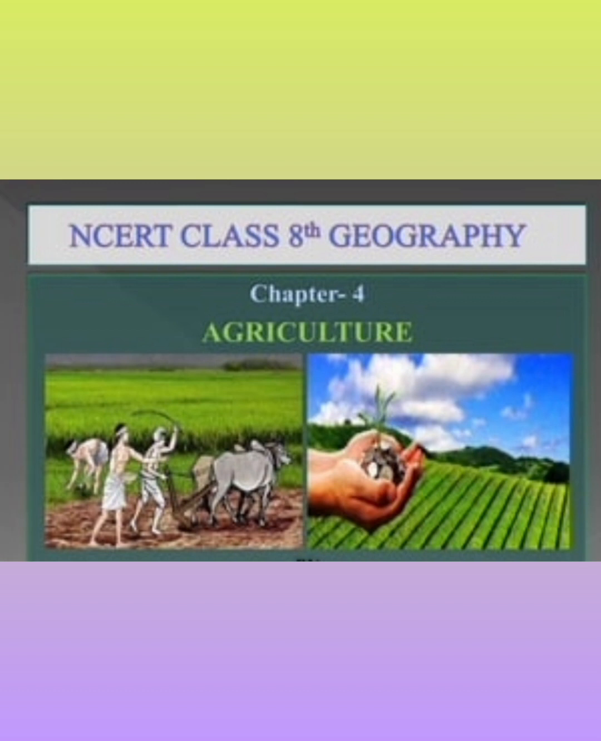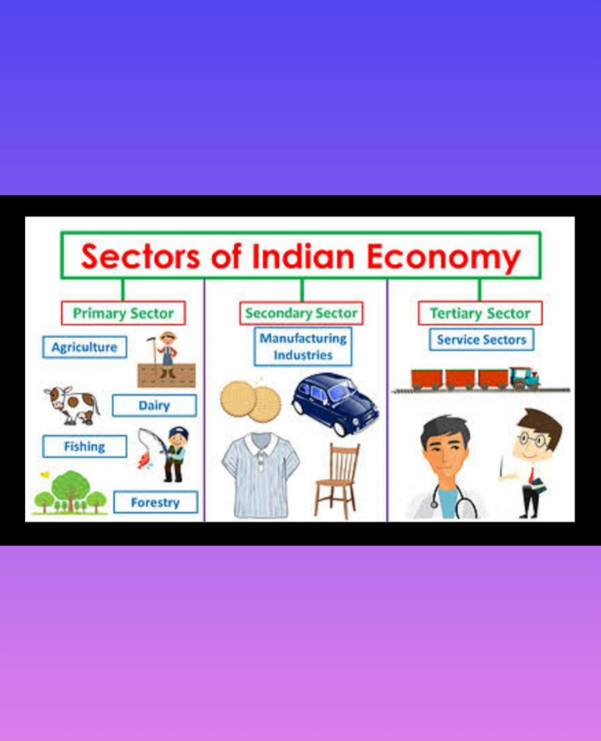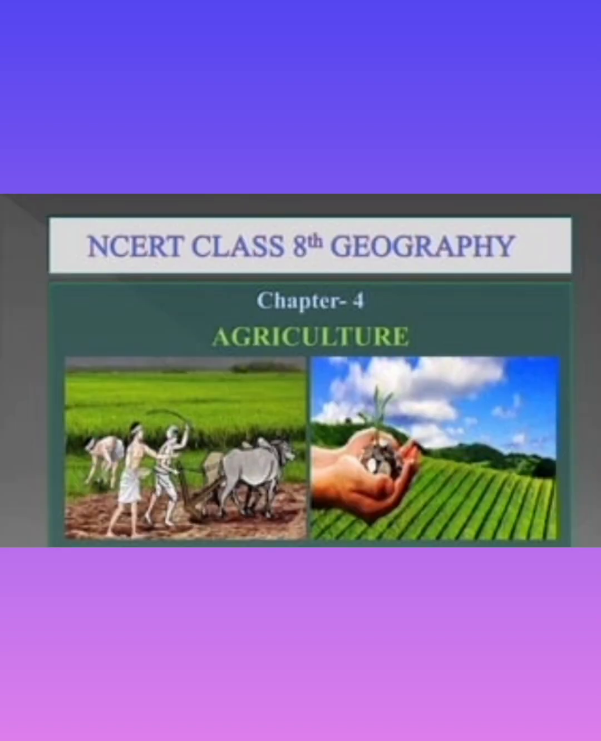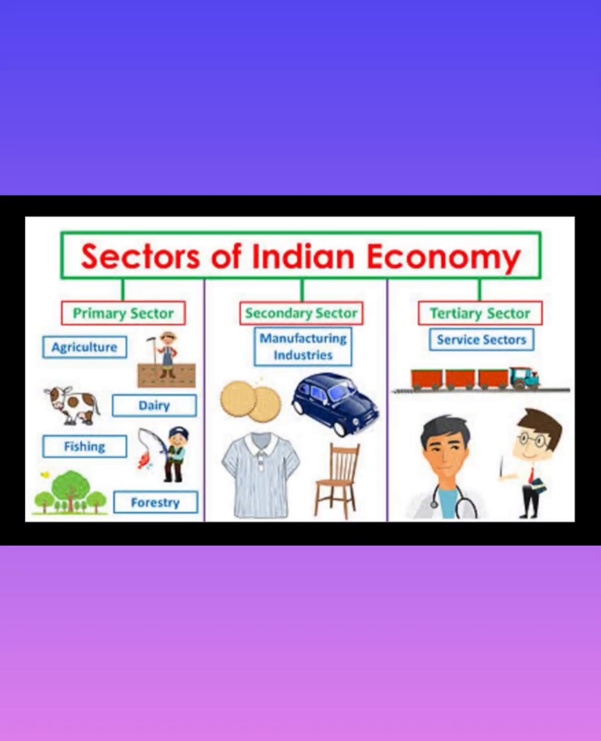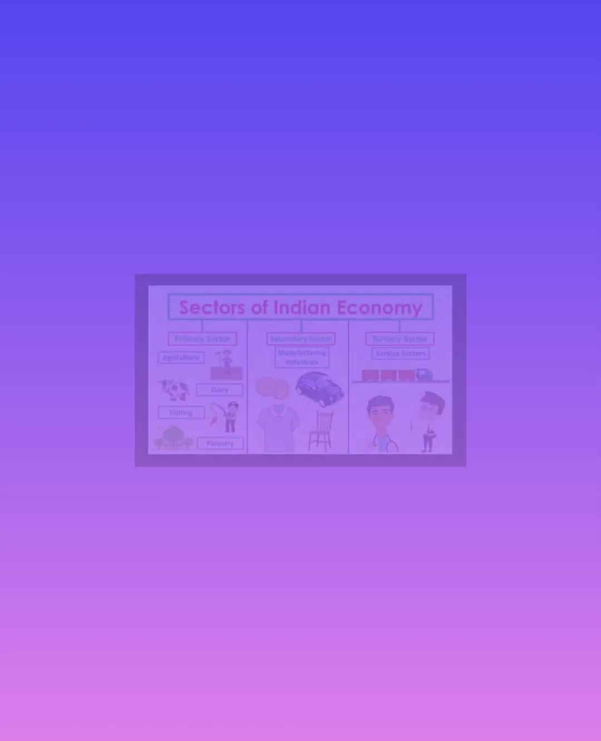Transformation of a plant to a finished product involves three types of economic activities. These are primary, secondary, and tertiary activities. Primary activities include all those connected with extraction and production of natural resources. Agriculture, fishing, and gathering are good examples of primary activities.